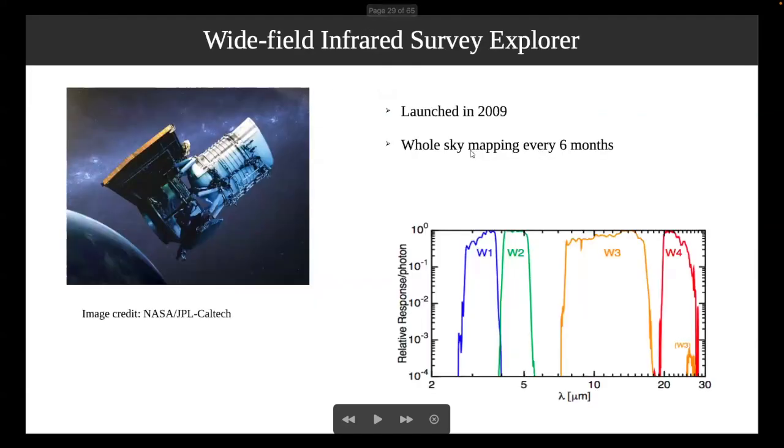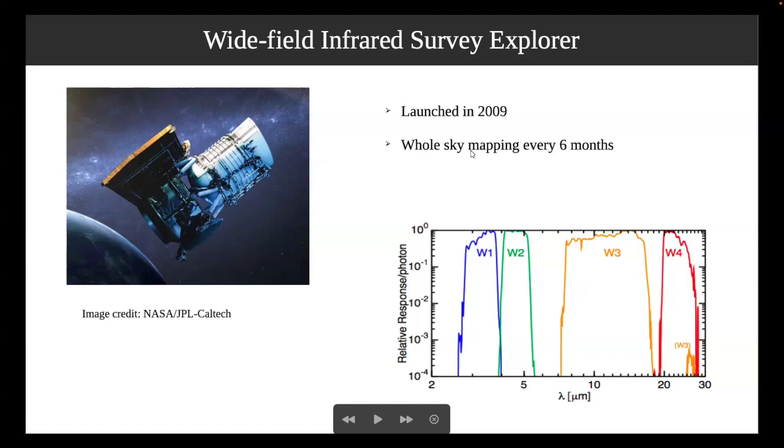And we decided to study the infrared TDs. How did we do that? We used WISE. WISE stands for Wide-field Infrared Survey Explorer. It was a NASA mission launched in 2009. It had 4 filters initially. After a couple of years, 2 of them couldn't work anymore. So it had 2, W1 and W2, around 3.4 and 4.6 microns.